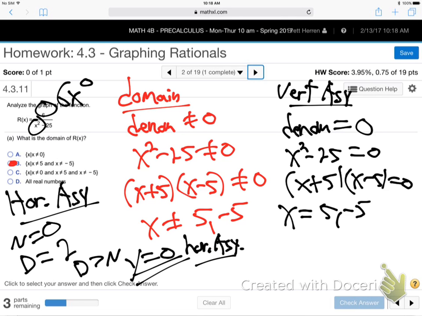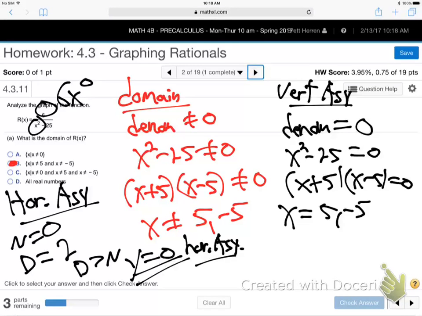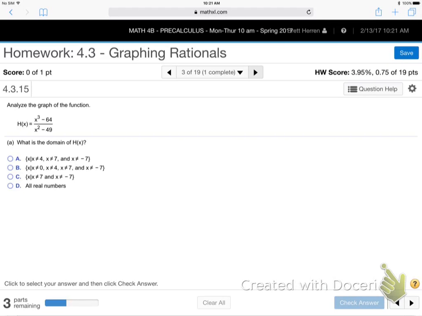Then they just have you use your graphing calculator to pick the right graph once you have those things. All right, I'm going to move on. Whoops, a little quick on that, since we don't have time for everything, although I wish we did.